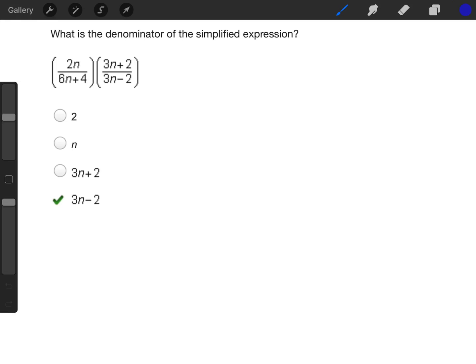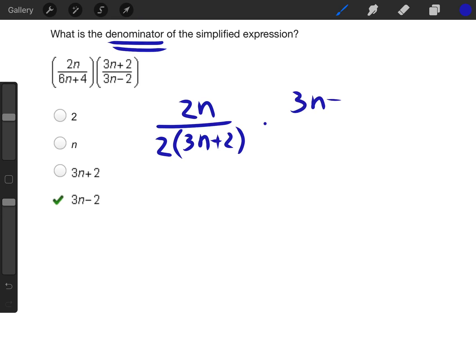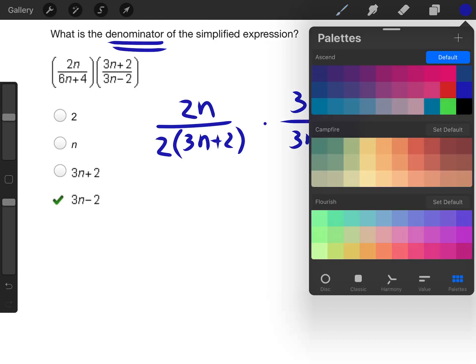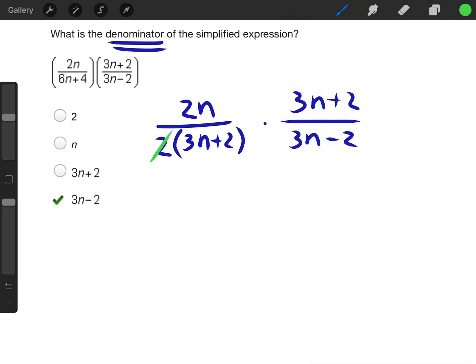All right, what's the denominator of this? We're just talking about the denominator, okay? So 2n over, this is what I'm going to do. I'm going to factor out the 2 from the denominator, so it's going to be 3n plus 2, and then I'm going to multiply by 3n plus 2 over 3n minus 2. Now I'm going to simplify a couple of things. So 2 and 2, able to simplify it. 3n plus 2, 3n plus 2.